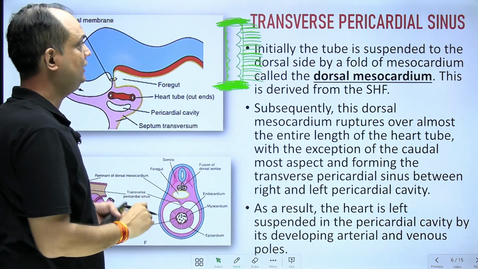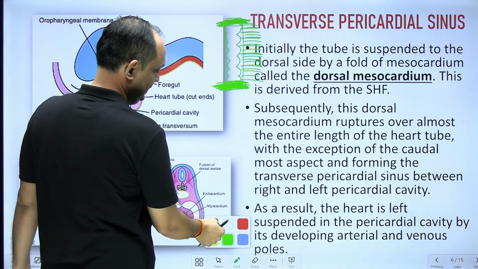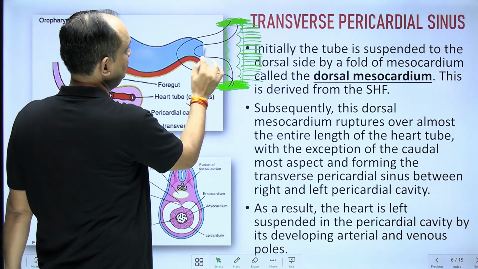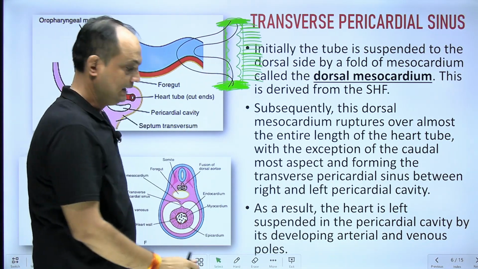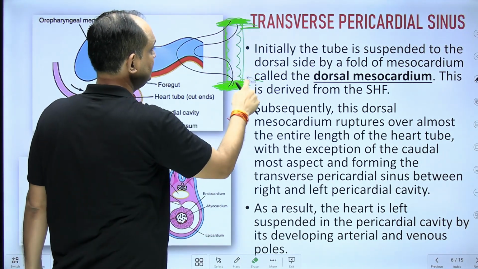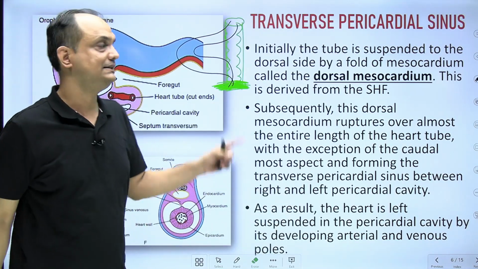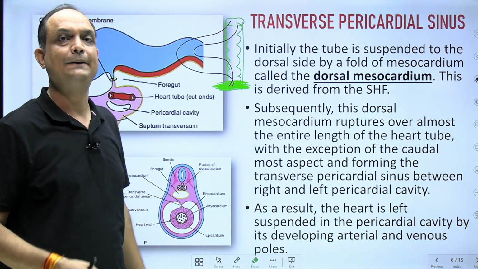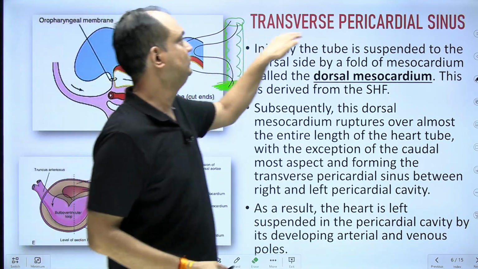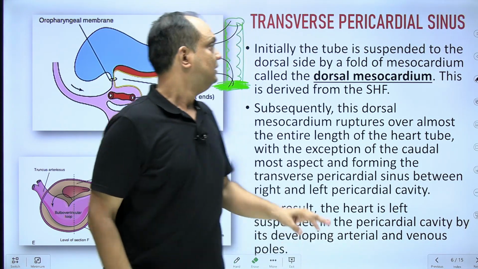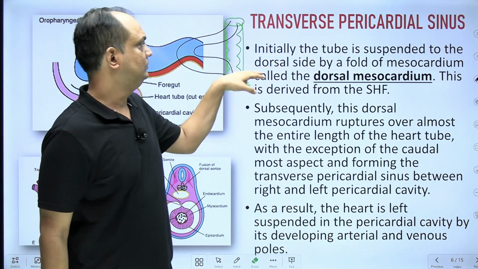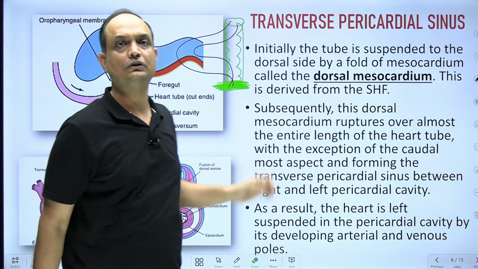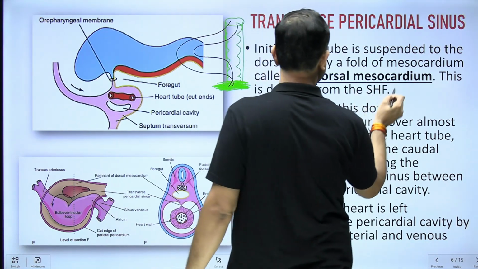Clear? So if I want to convert this tube into a loop, I have to make this posterior border free. That is why there is a need for the disappearance of this dorsal attachment of the tube, and this disappearance of the dorsal attachment is known as the transverse sinus. Initially the tube is suspended on the dorsal side by a fold of mesocardium known as the dorsal mesocardium, and this dorsal mesocardium is also derived from the secondary heart field.